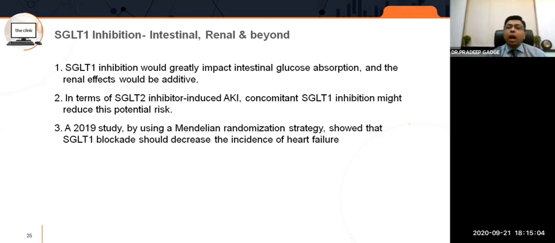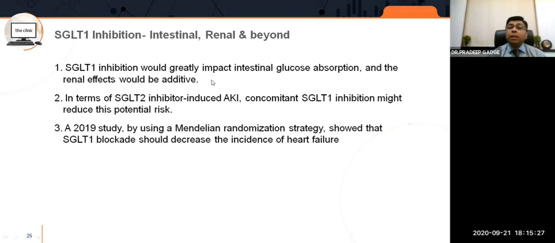So just imagine how wonderful a drug which is a dual SGLT1 and SGLT2 inhibitor would work in the future, when we are going to have this sort of drugs. But currently we have drugs like canagliflozin and remogliflozin which have some selectivity towards SGLT2 as well as SGLT1.